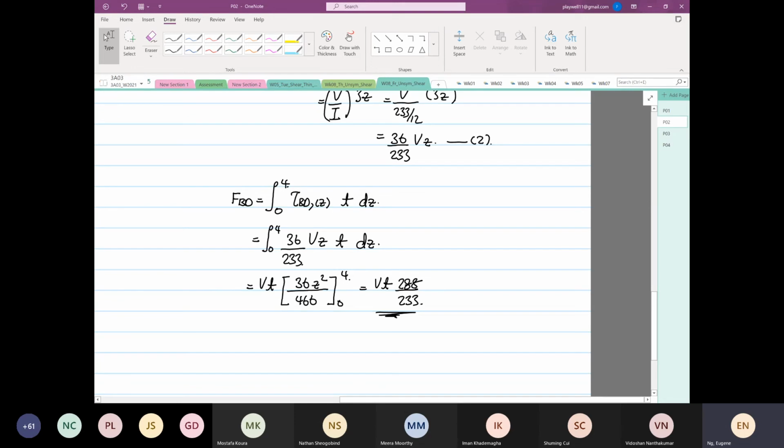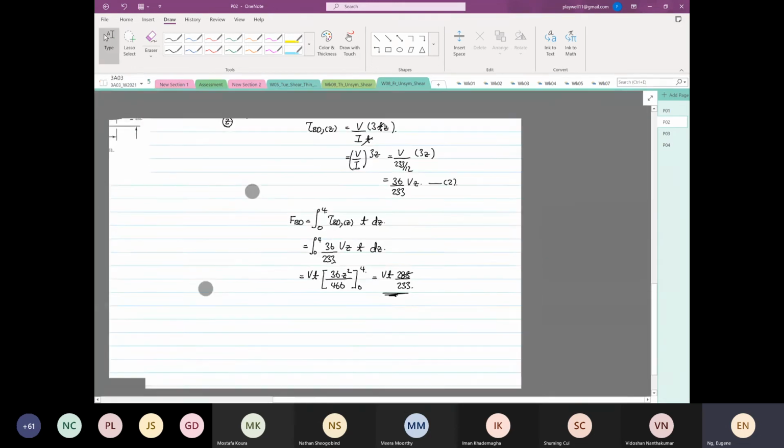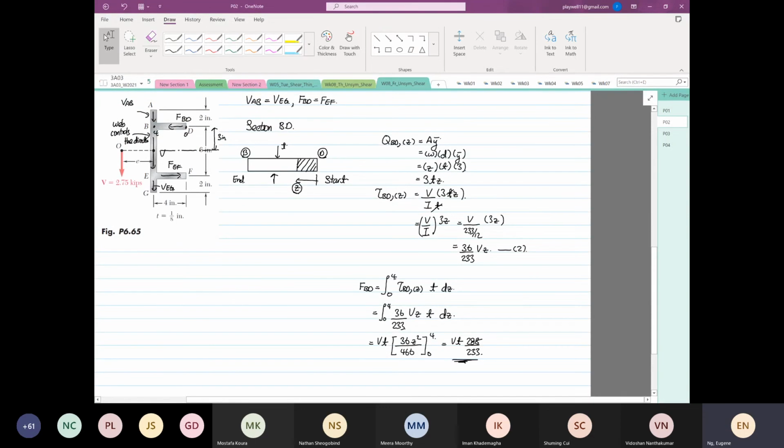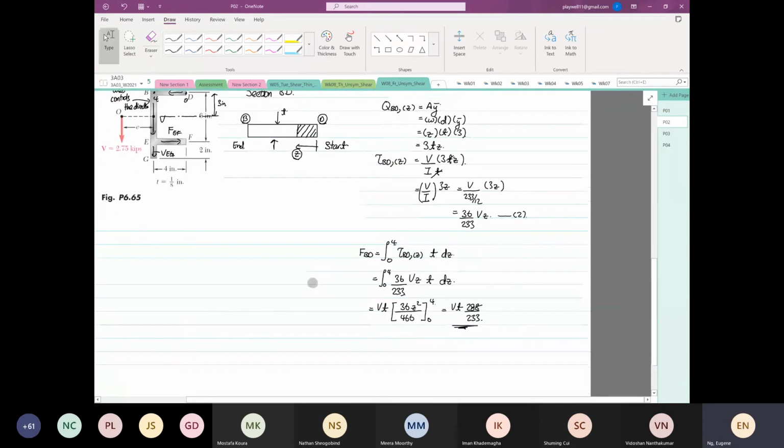Okay, got it. So now the next thing is: do we need to find VAB and VEF? I'm going to copy this diagram again.